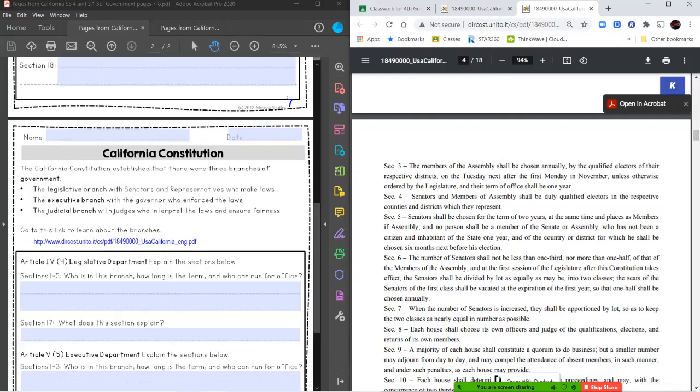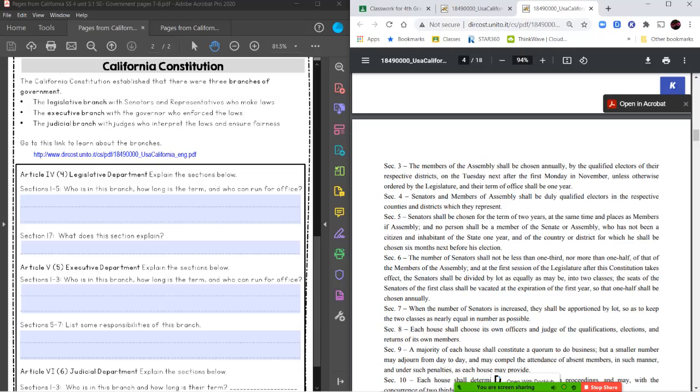And who can run for office? It tells you right here. No person shall be a member of the Senate or Assembly who has not been a citizen and inhabitant of the state for 1 year. So in order to run, you have to be a citizen and an inhabitant. That means you need to not just be a citizen, you need to be actively living there for a year, and of the county or district of which he shall be chosen 6 months next before his election. So you need to be there for at least a year before you can be chosen or elected or run for this particular position.